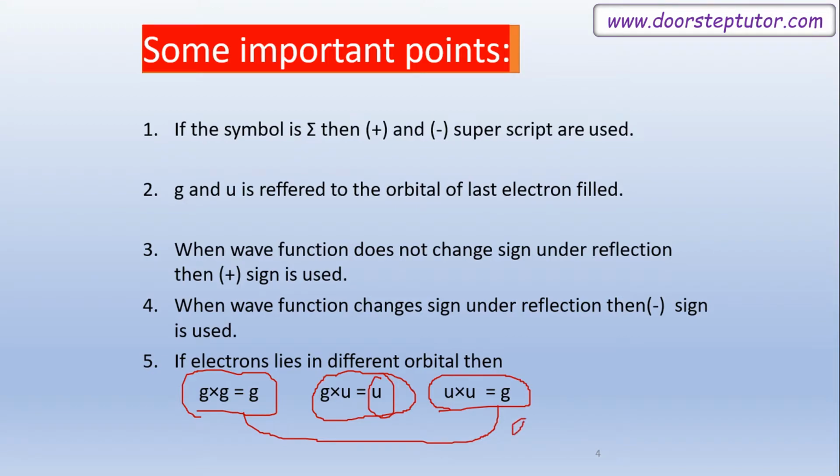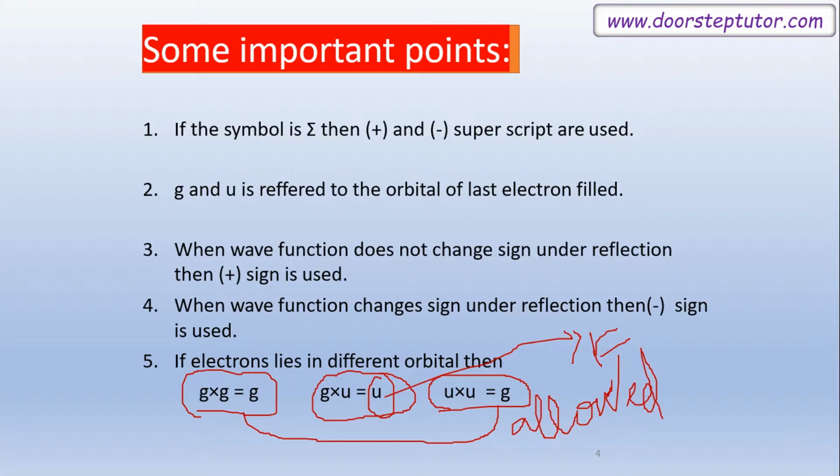So only these cases, G into G and U into U equal to G, are allowed cases. Clear, students? This G into U and U into G, that is U, so this case is a forbidden case. Clear? So this is a forbidden case, right?